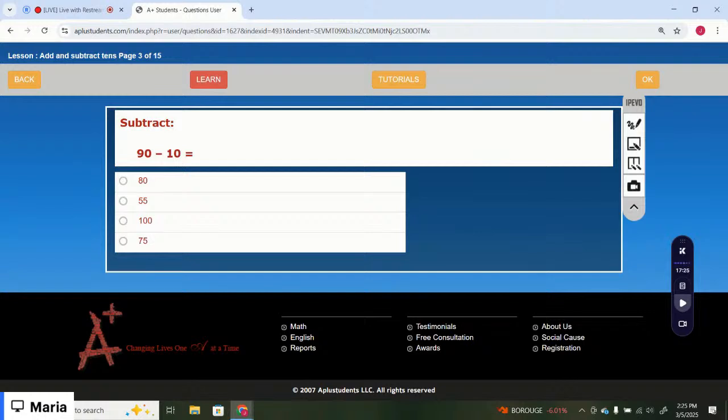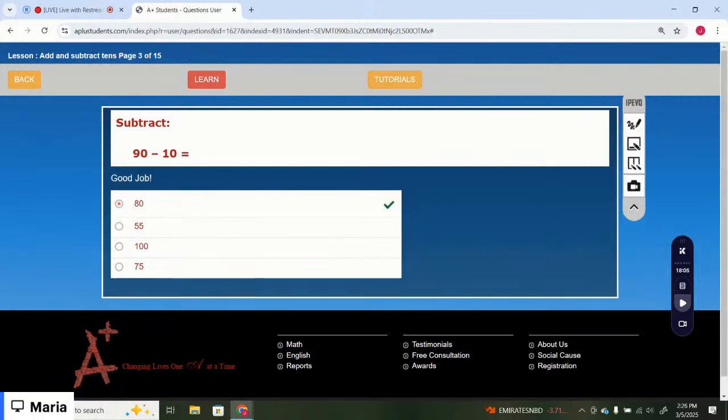Subtract 90 take away 10. So which is the correct option? Ninety take away 10 equals 80. It is option number 1 is the correct option.